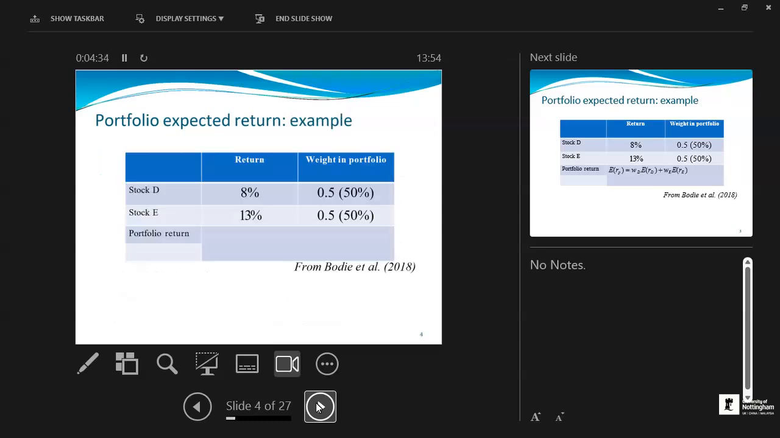Right, okay, and here, as I said, there is an example. So you can put in different weights and then calculate the expected return when you get home.